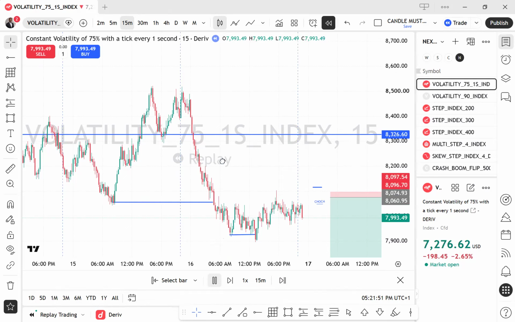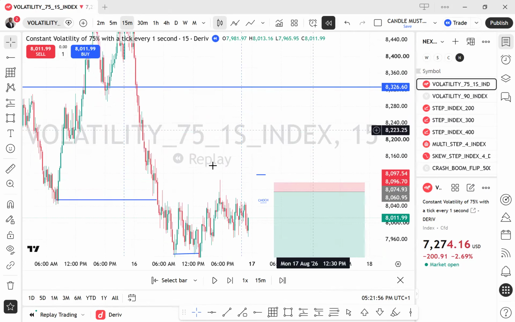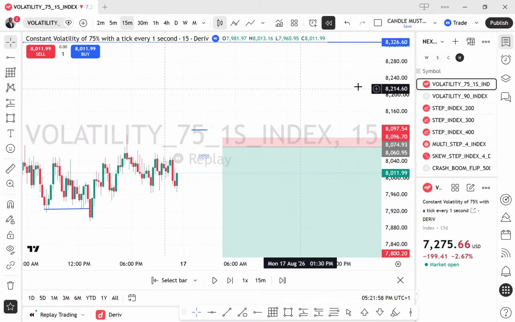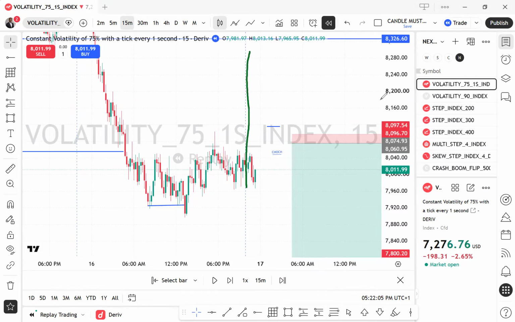Now, this is a new day. I want you to look at it. Let me zoom it very, very well. This is a new day. This is my period line that shows the previous day. This is a new day. So the moment the market came to this area, it's a new day. Now that it is a new day, what am I looking for?